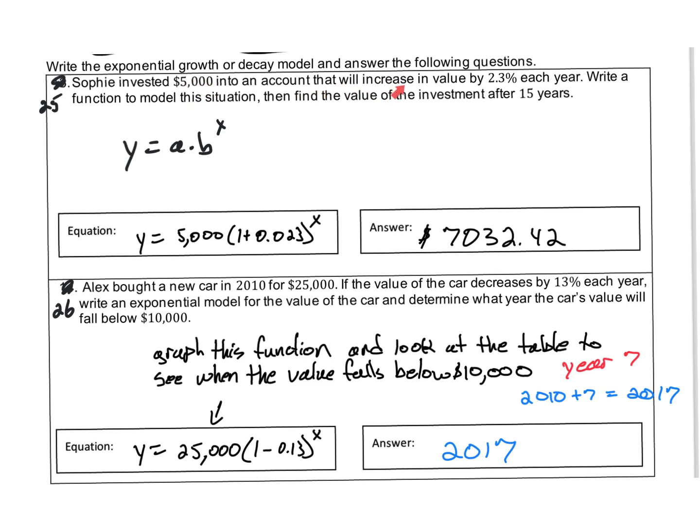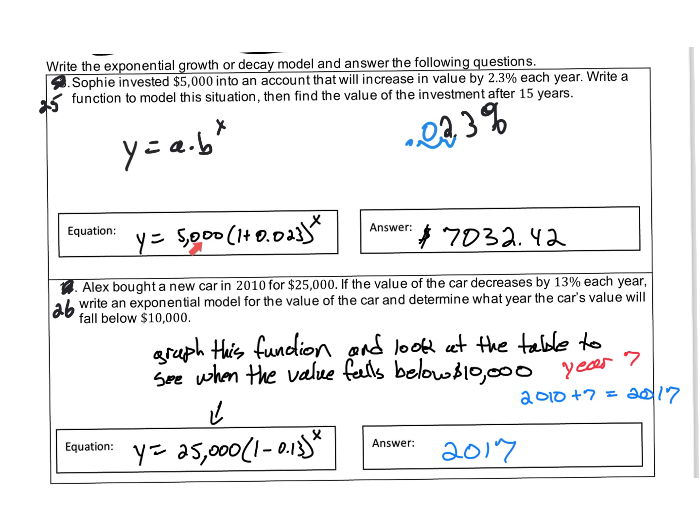She puts it in an account that's going to grow. So we can always just put 1 plus, because that represents growth. And then we turn the percentage into a decimal. Now, if your percent is 2.3%, it does have a decimal in it. But a percentage turns into a decimal by moving it back or by dividing by 100. So we move that back 2 places and we would have 0.023.